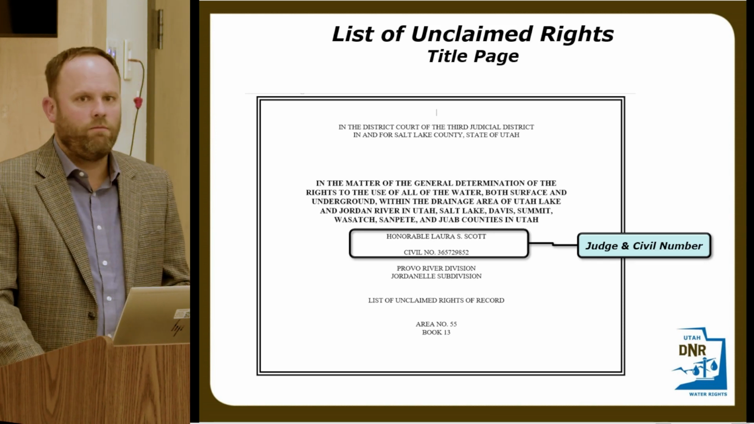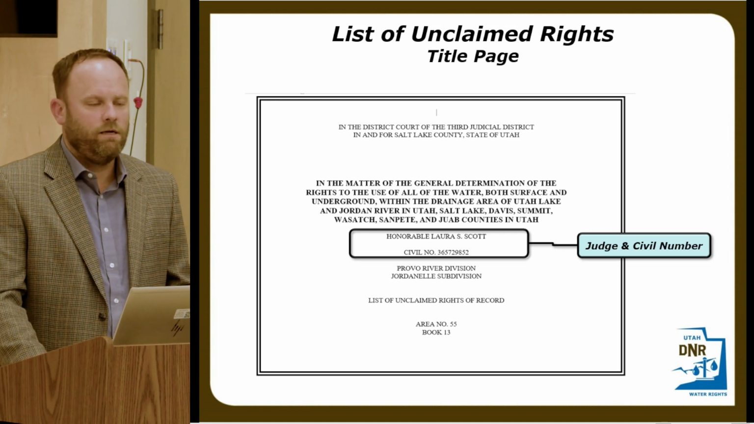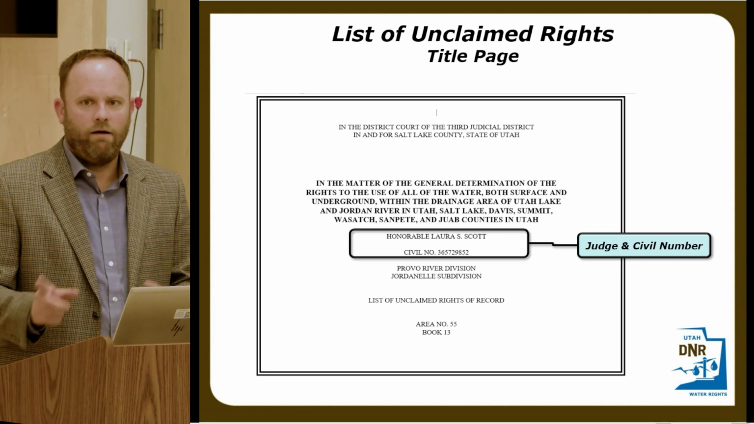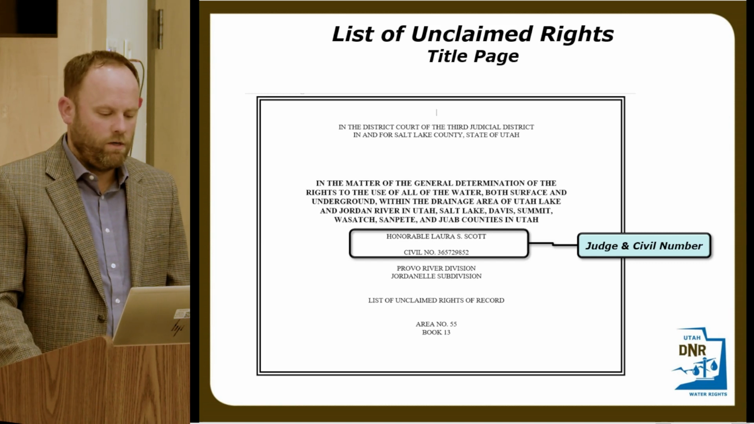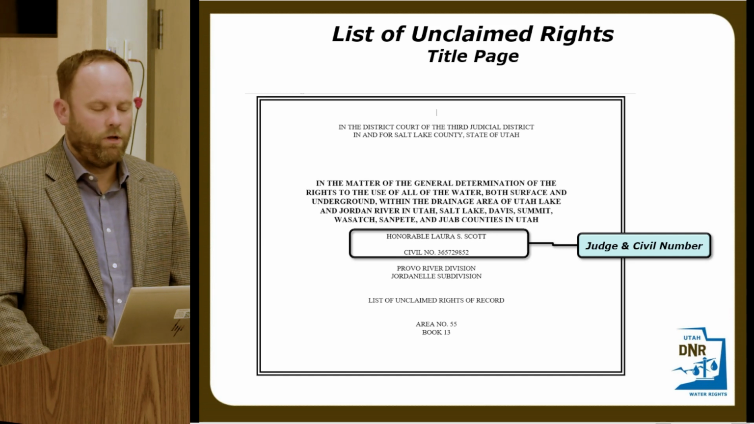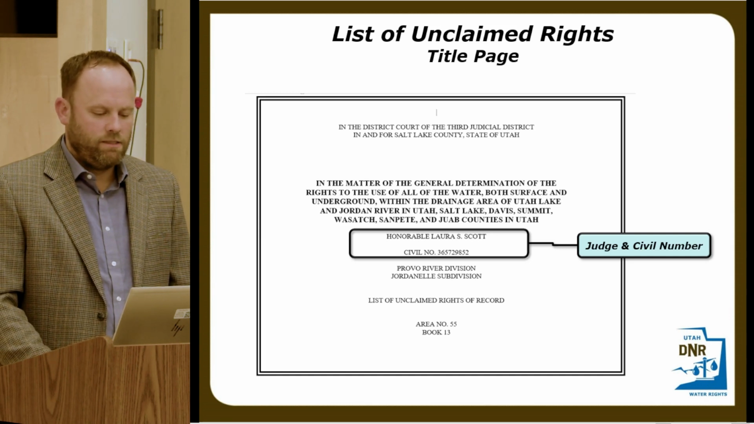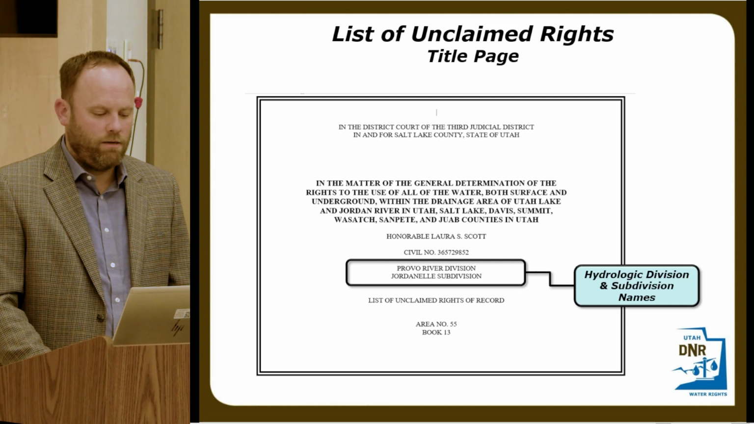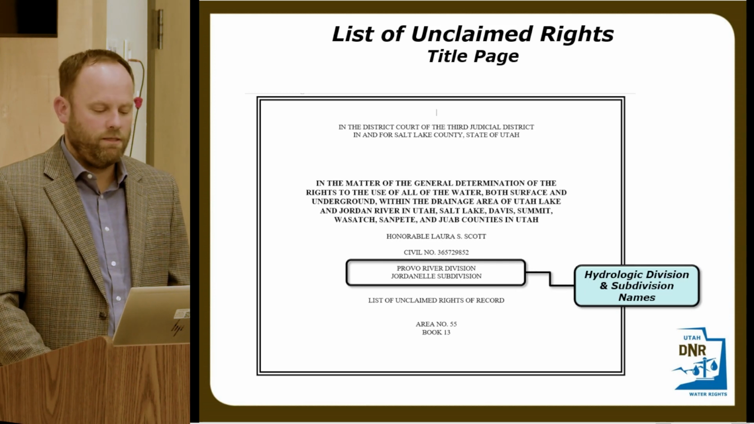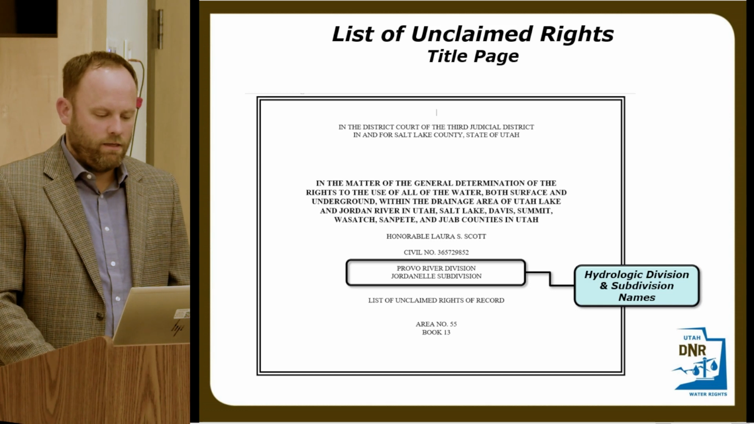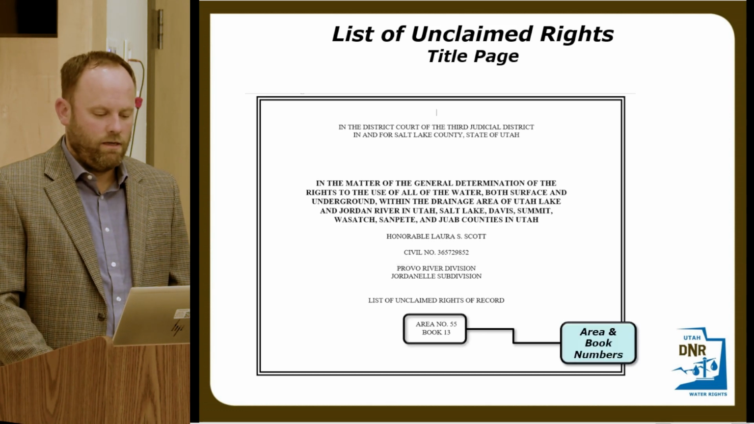Okay, so that's the civil number. Again, for those that are in attendance here tonight, we have copies, and we can get that number for you if you need to read that and get that written down somewhere. But this is the civil number you'll want to reference. And then this is the hydrologic division and the subdivision name that is the subject of our public meeting tonight. And again, this is the book that's been assigned to it, 5513. And so it's the Jordanelle subdivision.